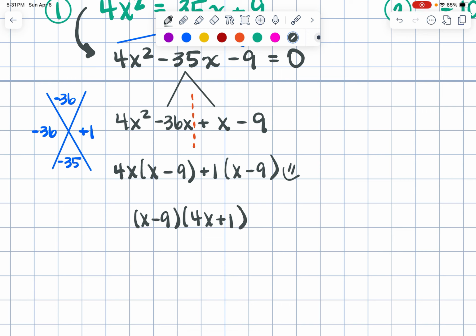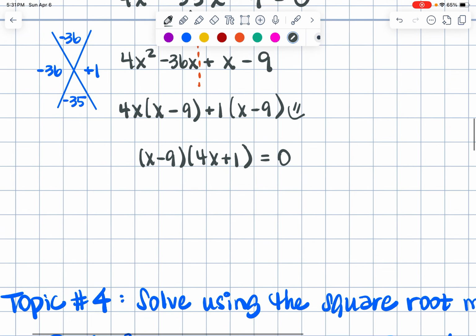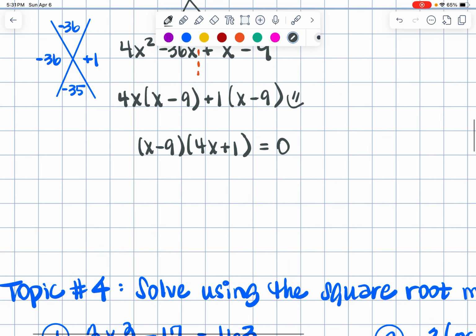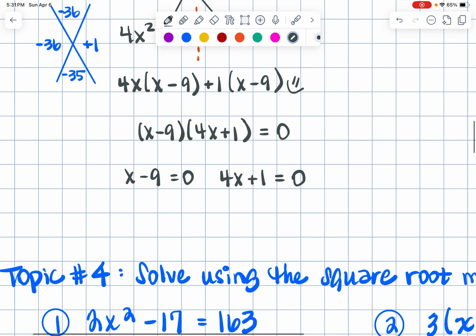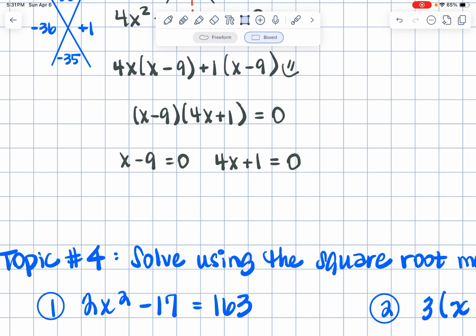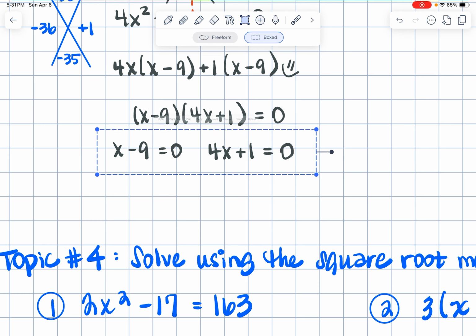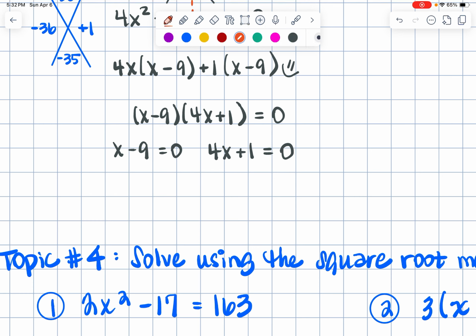But in unit 7, I still have that equals 0 to bring down because I actually want to solve for x. We do that by taking each factor, x minus 9, and setting it equal to 0. We're also going to take our 4x plus 1 and set it equal to 0. Then we solve these little independent algebra equations. Here we're going to be adding 9, a little baby one-step algebra equation, so we get x equals 9.